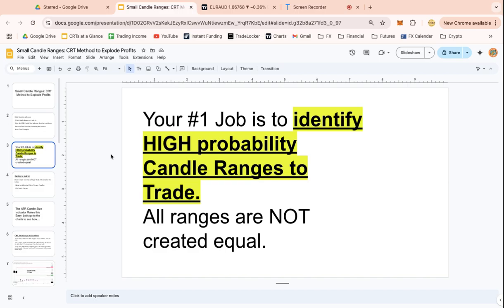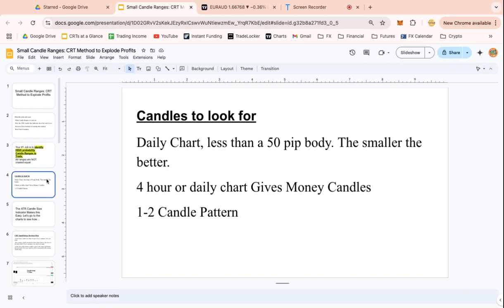So remember that if you are a candle range theory trader, your number one job is to identify high probability candle ranges to trade. Now, if you've been following this channel, you know that I talk about ATR candles and how we look for those big, massive candles to expect a reversal off of them. But at the end of the day, we have to remember that all ranges are not created equal. We're not supposed to be trading every single candle range, even though every range is a candle and vice versa. We want those high probability ones. So these are the candles that we want to be looking for.